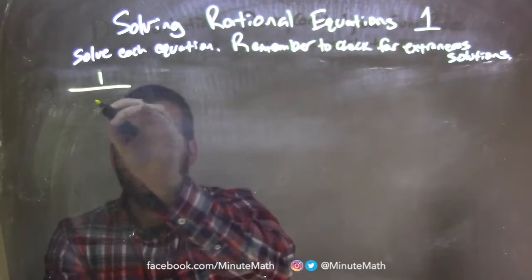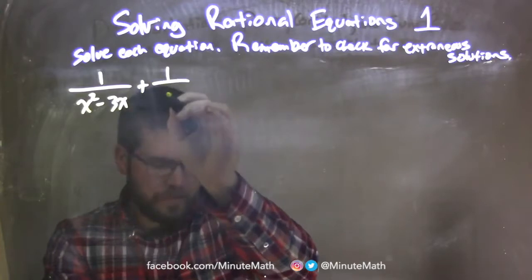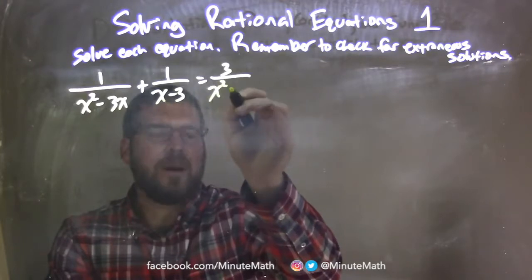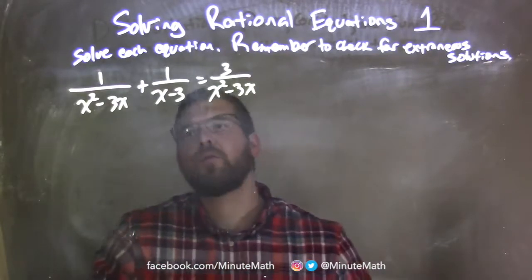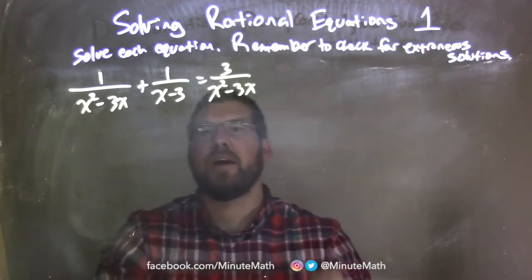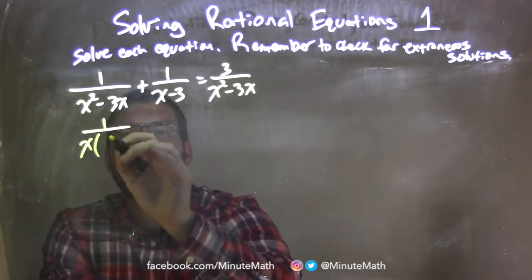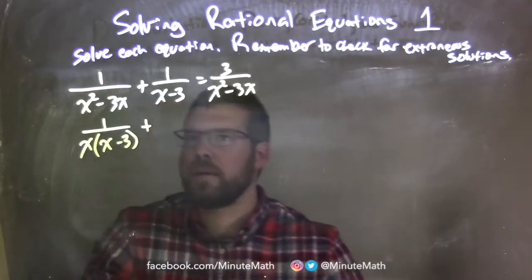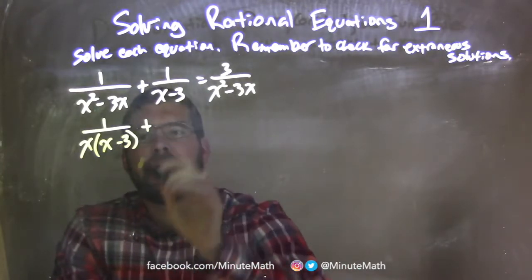1 over x squared minus 3x plus 1 over x minus 3 equals 3 over x squared minus 3x. Well, what I'm going to do here, I'm going to do a few things. So if I pull out here, I see this x squared minus 3x. And I think if I pull out an x, which I can, I have x times x minus 3. And what I notice now about that is the same denominator that's written right there, or similar, the x minus 3. The only thing is there's an x on the outside. So how can I make these denominators the same?